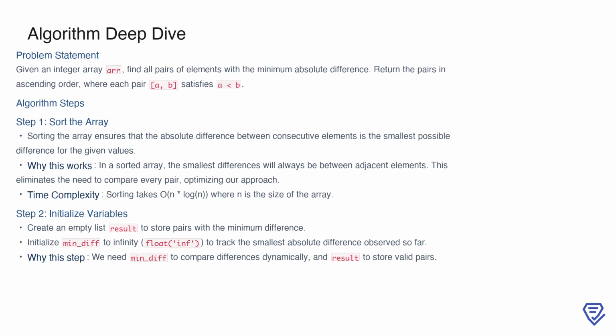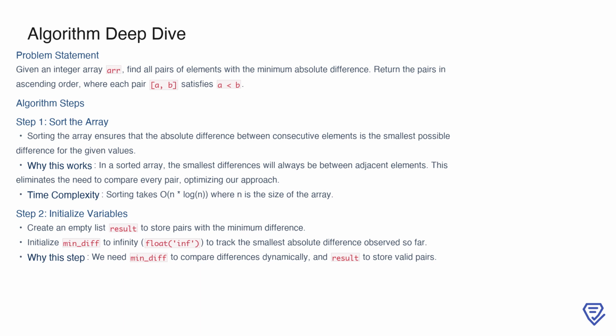In this problem, we are tasked with finding all pairs of elements in an integer array that have the minimum absolute difference. These pairs should be returned in ascending order, and within each pair, the first number should be smaller than the second. To solve this efficiently, we start by sorting the array. Sorting ensures that the smallest absolute differences are always between consecutive elements, which eliminates the need to compare every possible pair. This optimization significantly reduces the computational overhead.